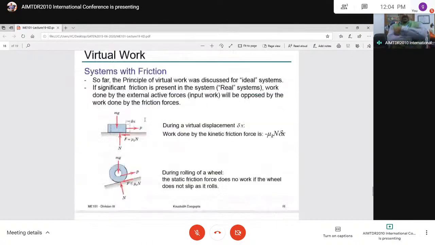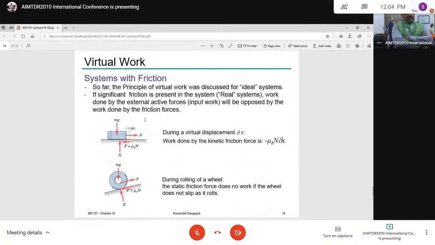Let us take an example system with friction. It is a sliding friction or a rolling friction. I already mentioned this point. The friction can be a sliding friction or a rolling friction. During virtual displacement, delta x and this is delta theta. And here the tangential force is mu kinetic friction by N, impending motion. Here the sliding friction, here the rolling friction. This is the static friction and this is a kinetic friction: mu k into N into dx.